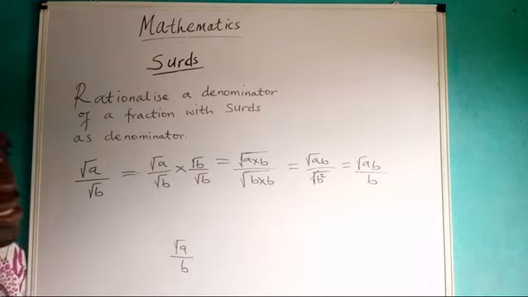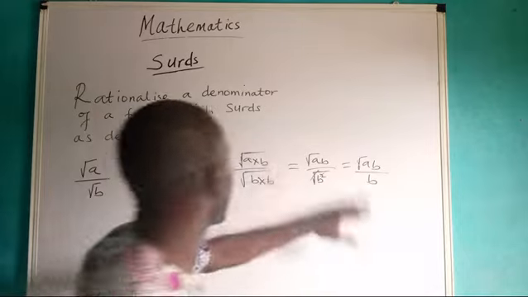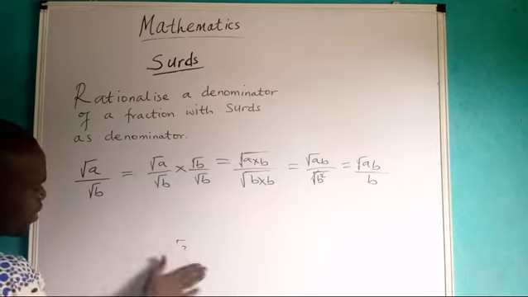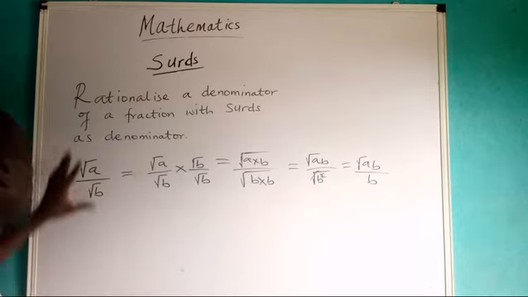When we are rationalizing a fraction with a surd, whenever we are rationalizing a fraction with a surd, this is what we do. Please take note, this is what we do. Okay, now, another thing we also do again under this very aspect.